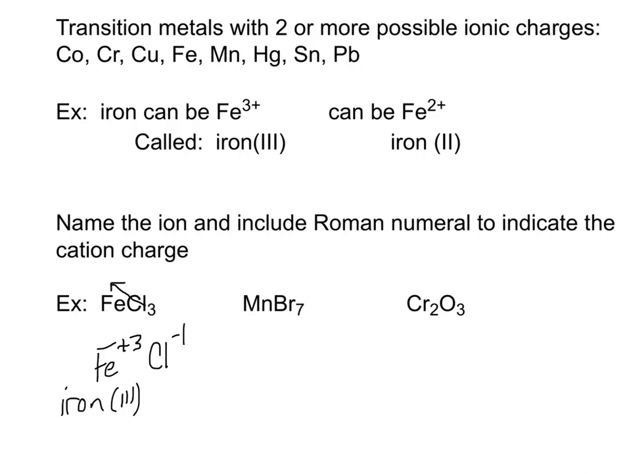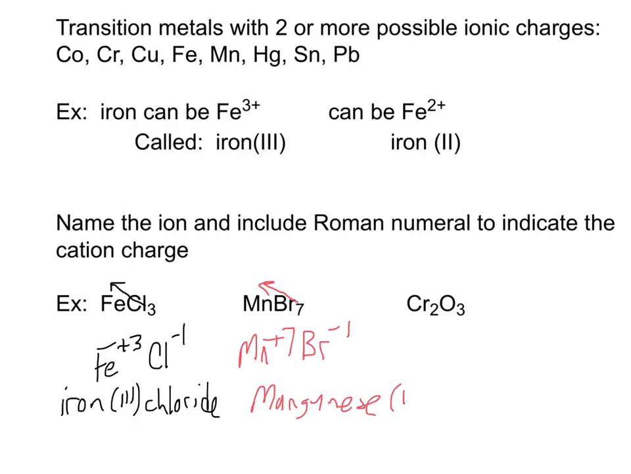The next one is MnBr7. We apply the same logic. This time we have 7 bromides. They're all -1s, and that makes it manganese 7 bromide. So there we have it. That says manganese, right? Yeah, close enough. Manganese VII bromide.